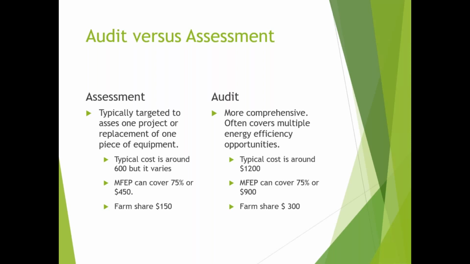For the audit, it's more comprehensive. It covers a lot more. It looks at multiple opportunities on site. And the typical cost is around $1,200. Again, that's generalized. We see them as high as $2,500 and as low as $900. It really depends on the size of the business and what they're looking to do. So in this case, it would be $900 that MFPP covers, and $300 would be the farm share.